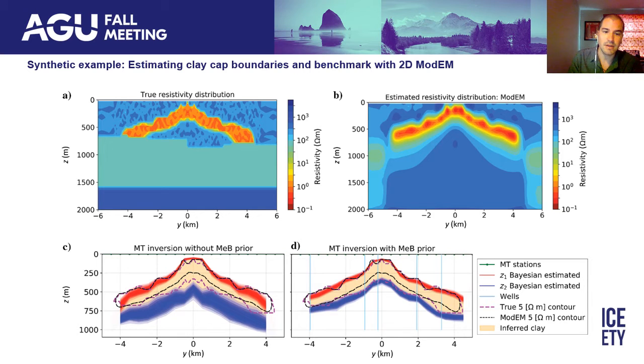The third one, in C, is the one using our method but without the methylene blue prior, where we try to capture the top and the bottom boundaries with uncertainty. And in the last plot, in D, is the MT inversion using our method but with the methylene blue prior. In that one we try to quantify which one performs better. From that analysis we conclude that our method using the methylene blue prior is the one that captures better, in particular the bottom of the conductor.